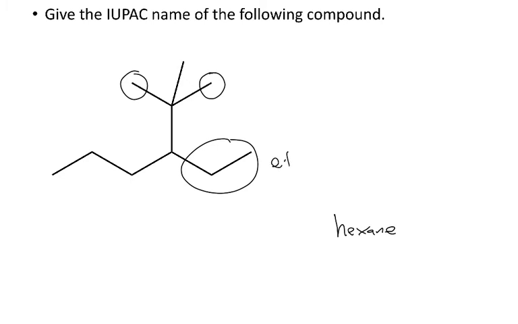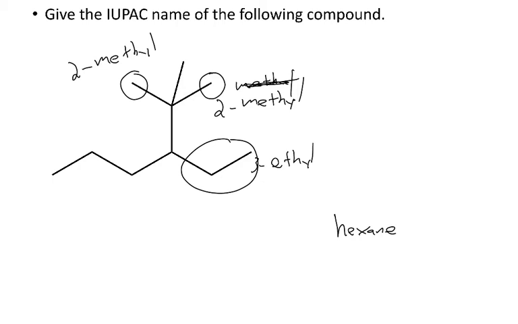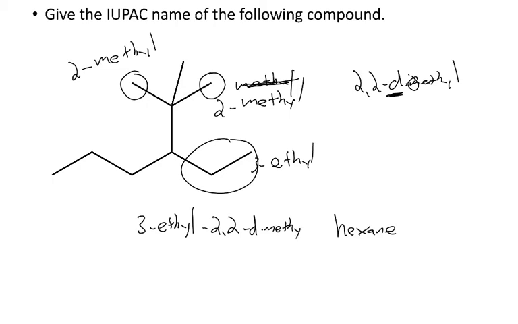I have an ethyl, and a methyl, and the methyl. I think clearly I want to start numbering from this end. And so I have a 2-methyl and a 2-methyl and a 3-ethyl. Now, because I have the 2 methyls, that's going to be 2,2-dimethyl. But when I put them in alphabetical order, I don't include the di's and the tri's. So even though it's dimethyl, I still use the M for alphabetical order. So it's going to be 3-ethyl-2,2-dimethylhexane.